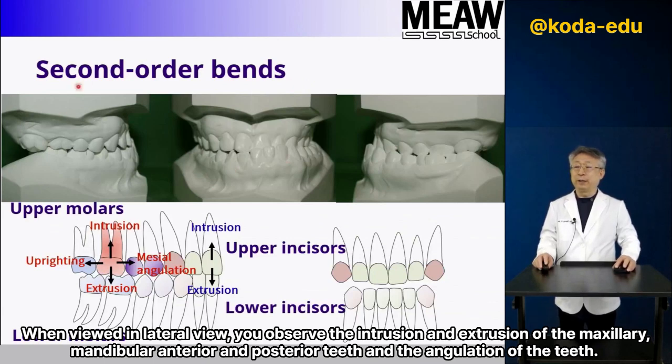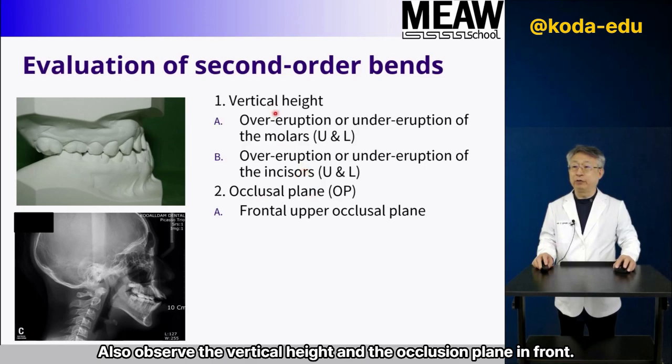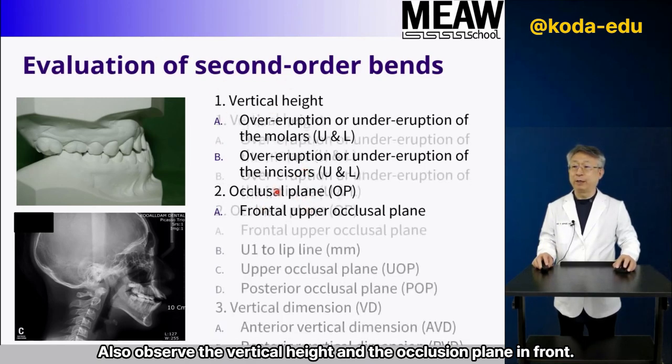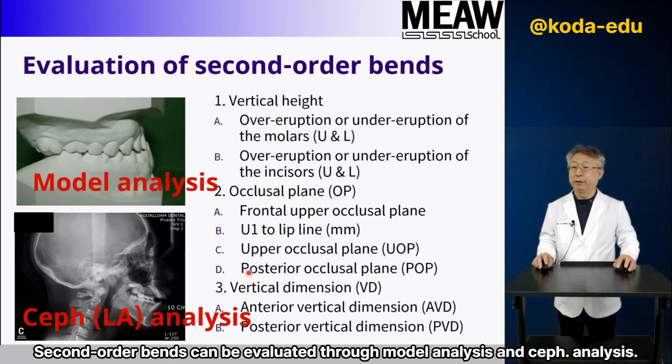When viewed in lateral view, you observe the intrusion and extrusion of the maxillary and mandibular anterior and posterior teeth and the angulation of the teeth. Also observe the vertical height and the occlusion plane in front. Second-order bends can be evaluated through model analysis and SEEF analysis.